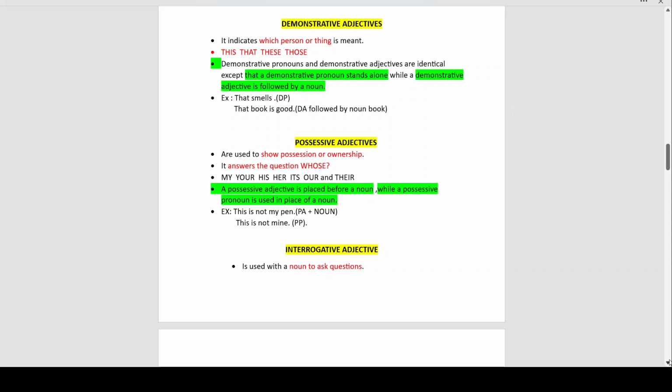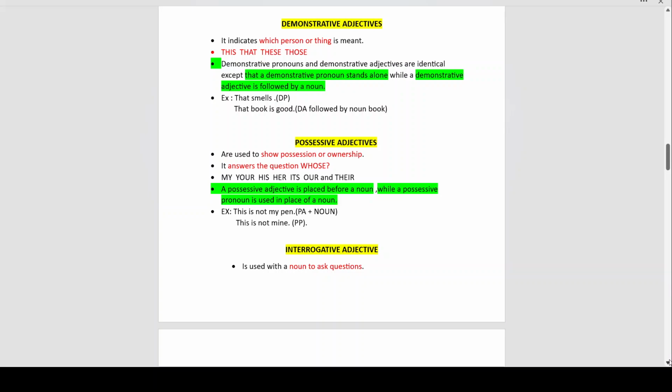But this is not mine. Now, mine again is a possession or ownership, but here it is used as a possessive pronoun because it is understood that the noun is me, myself. Therefore, I am using myself as the pronoun here, which is not mentioned but understood. So, here mine is used as the possessive pronoun.